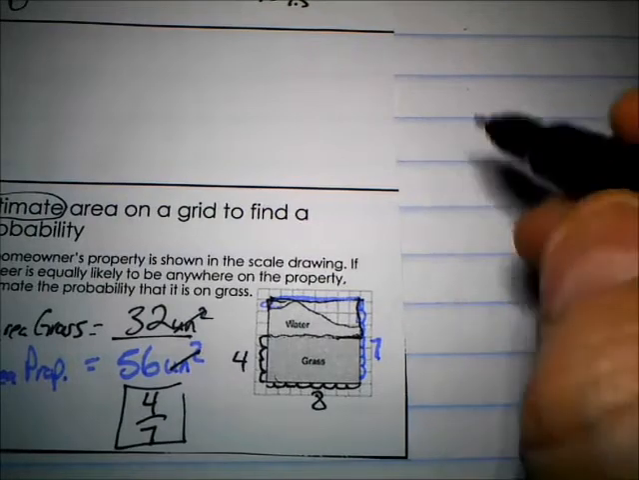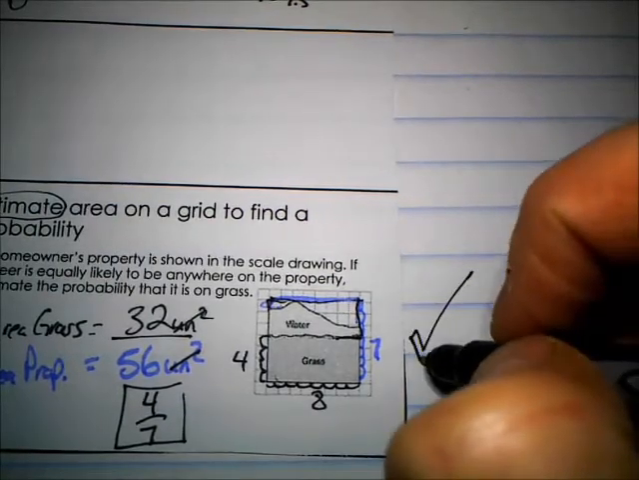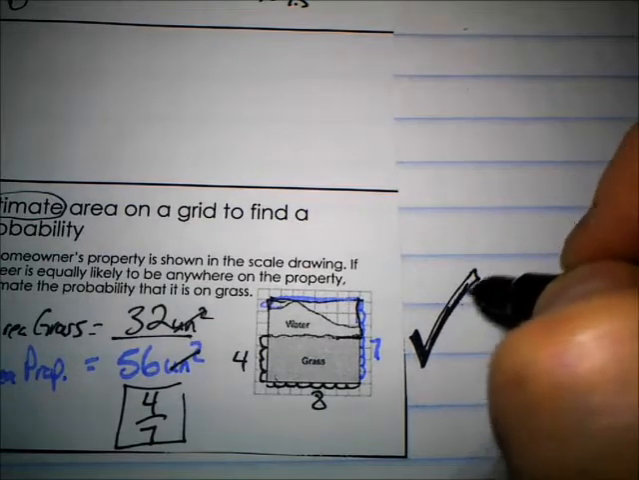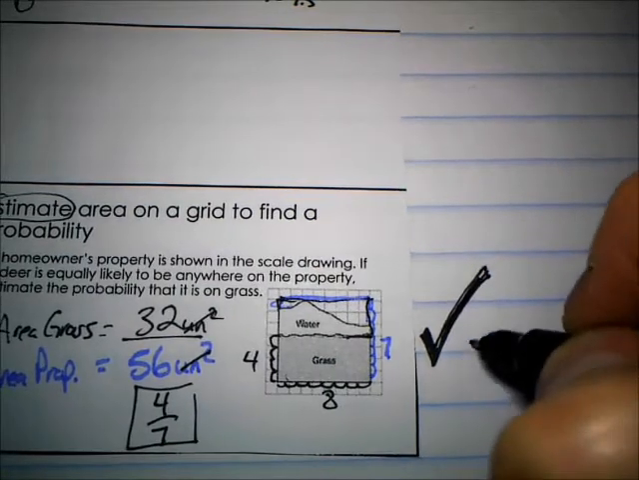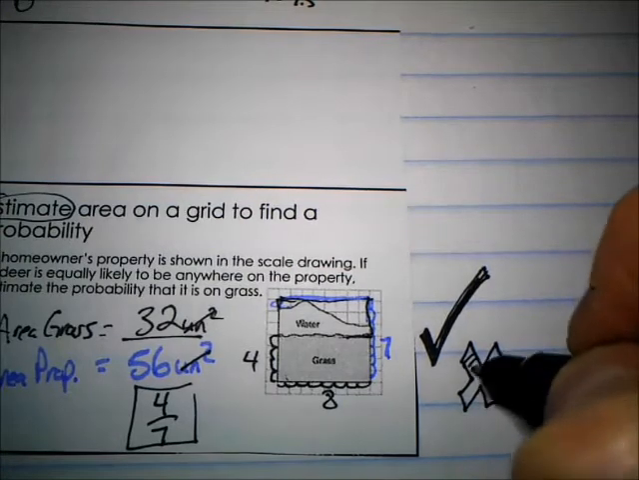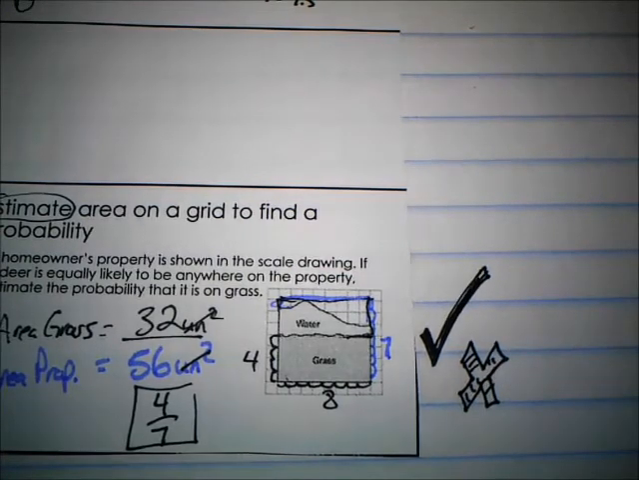Okay, if you're doing good with this, give me a big old check mark saying that you're doing just right. If not, then give me a big old X saying I don't understand this probability. Whichever is the case.